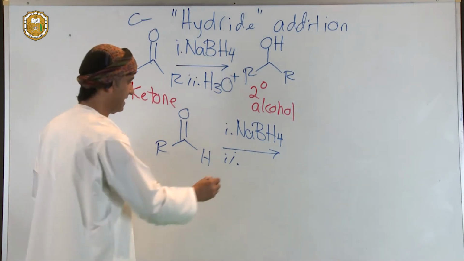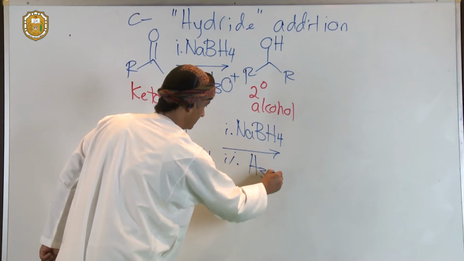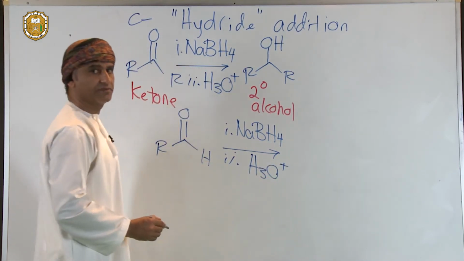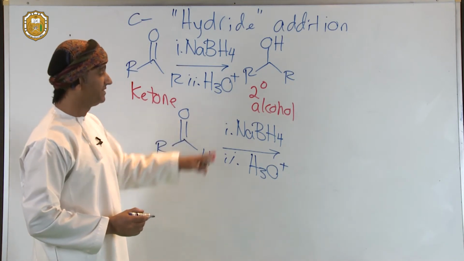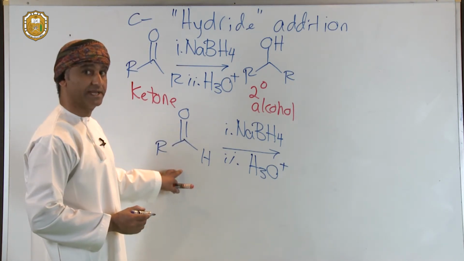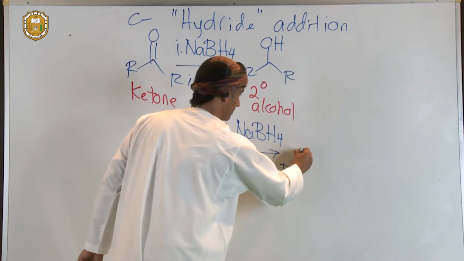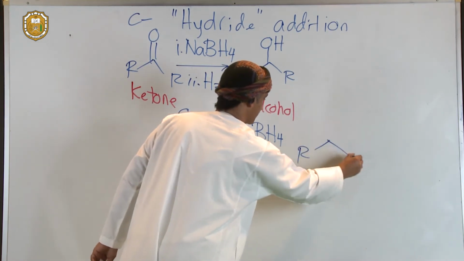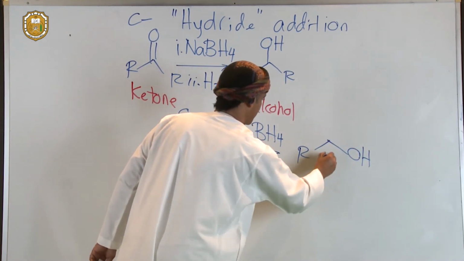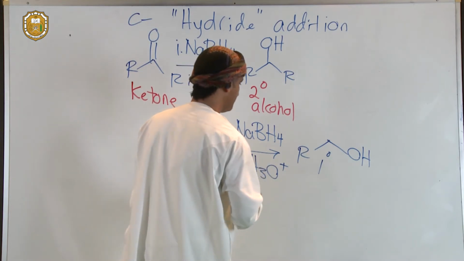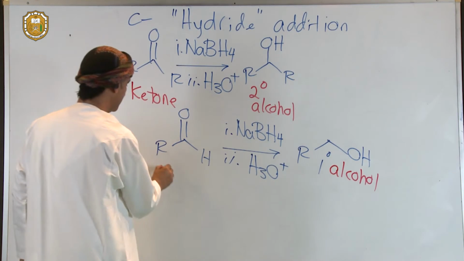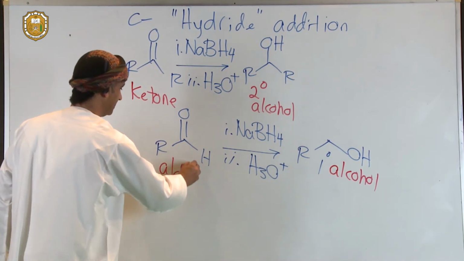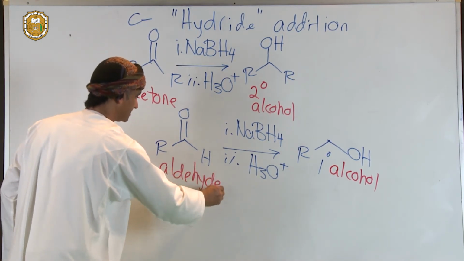In the second step, H3O plus, the hydronium ion, we get the corresponding alcohol, but this time the alcohol will not be secondary because we start with an aldehyde. The alcohol will actually be primary, so that would be the primary alcohol. That's because the aldehyde is used in this case.